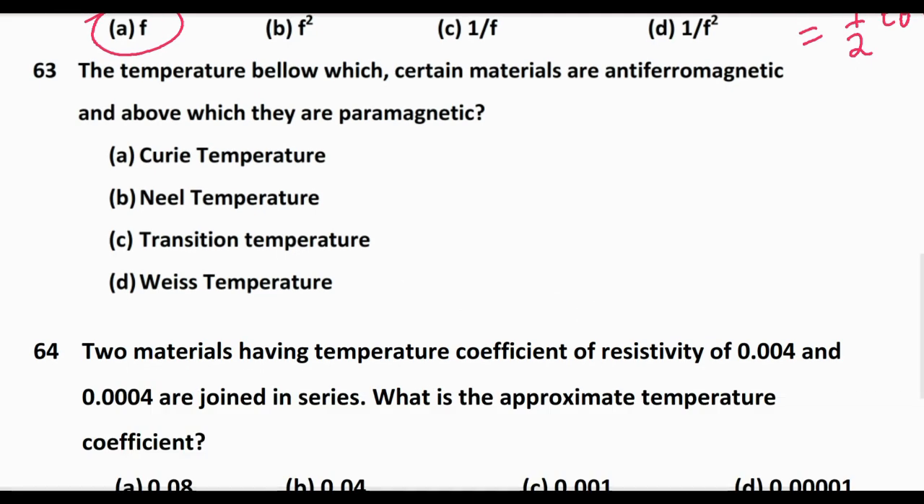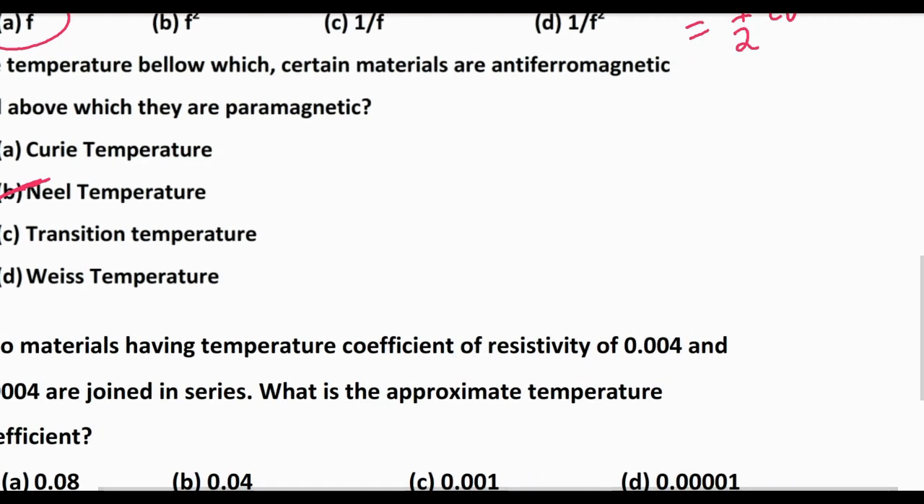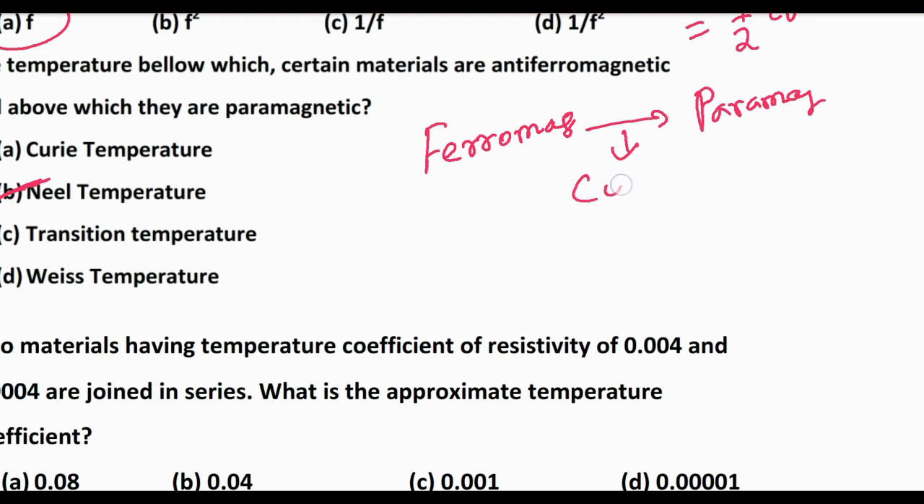Next question is the temperature below which certain materials are antiferromagnetic and above which they are paramagnetic. So this is the Neel temperature. This is the definition of Neel temperature. You must know that if a material converts from ferromagnetic to paramagnetic at a certain temperature, this is called the Curie temperature.